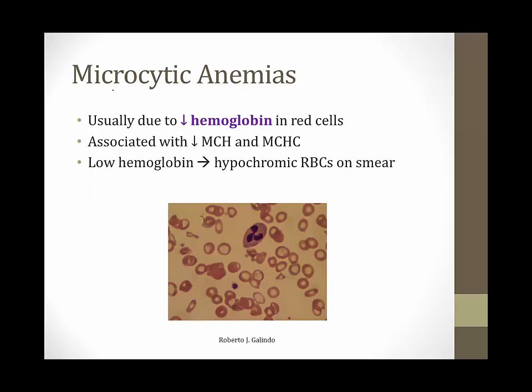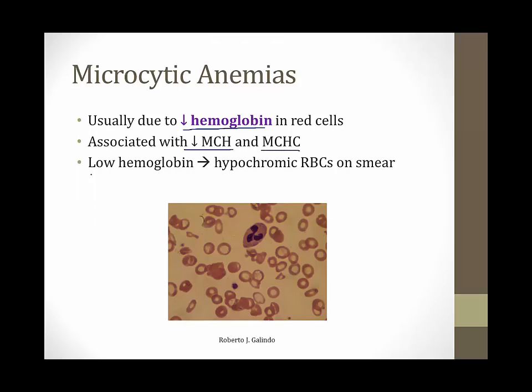Just a brief review of some key points about the microcytic anemias. All of the microcytic anemias, including thalassemias, are due to decreased hemoglobin content inside of red cells. When there's decreased hemoglobin, red blood cell precursors will undergo extra divisions, and therefore they will generate smaller than usual red cells, which have a low MCV. In addition to the low MCV, because there's less hemoglobin in the red cells, they will have a decreased mean corpuscular hemoglobin mass and also a decreased mean corpuscular hemoglobin concentration.